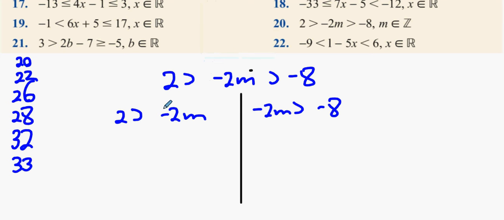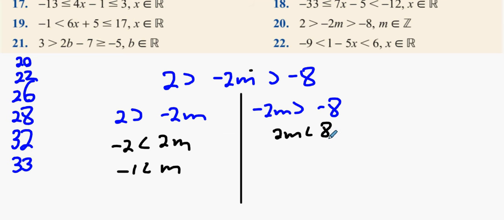I suppose I can multiply both sides by minus 1. What happens? Minus 2 less than 2m. Divide both sides by 2. What do you get? Minus 1 less than m. Multiply both sides by minus 1, then we get 2m less than 8. And then m less than 4. All right, you guys?